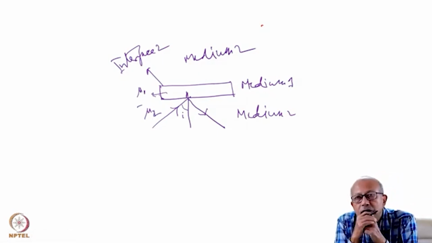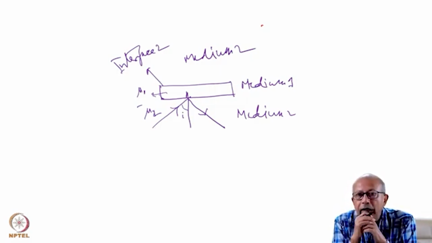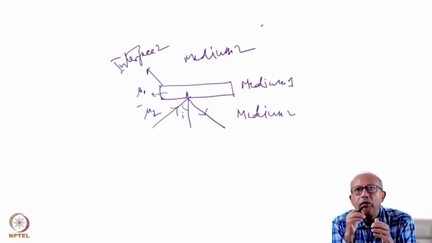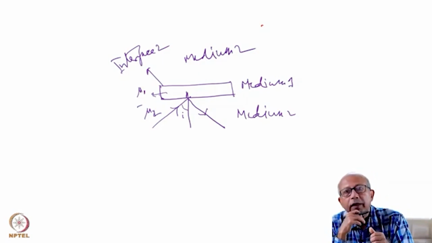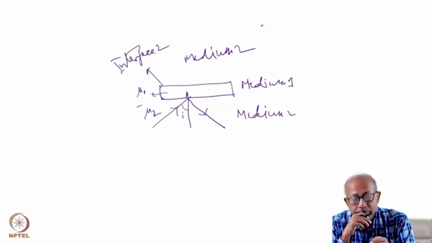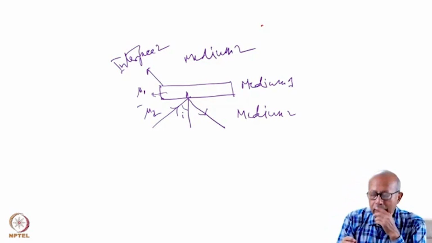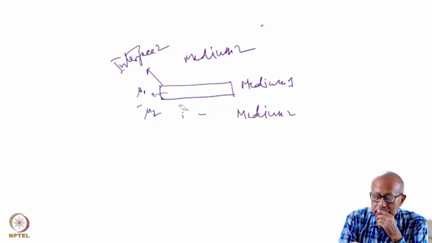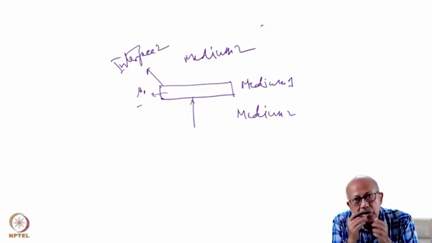Fresnel, a French physicist, was the first to derive an analytical expression for the fraction of light that will be reflected from such an interface as a function of the refractive index of the two media and the angle of incidence. Now, without going into detail of that, let us consider the special case where light shines normally, so the angle of incidence is 0.